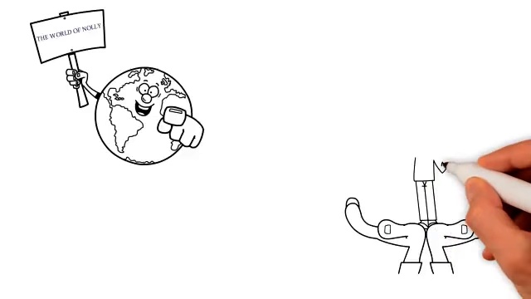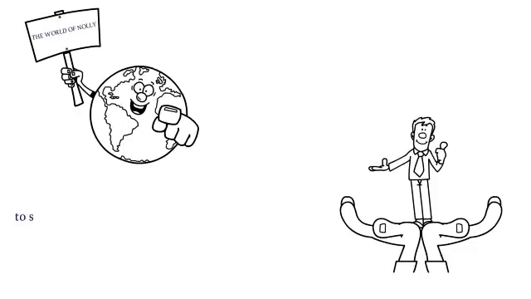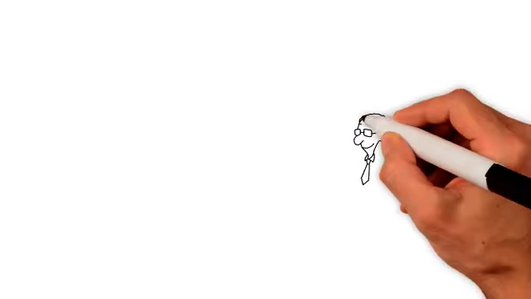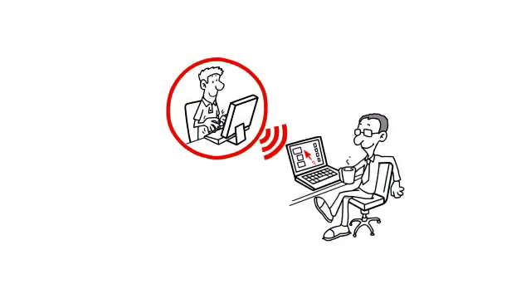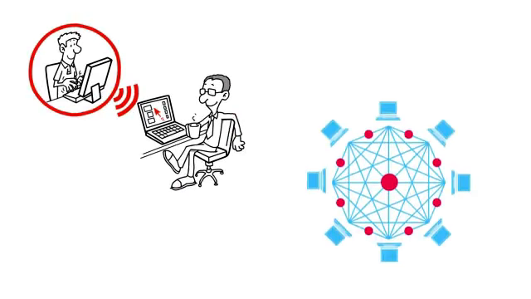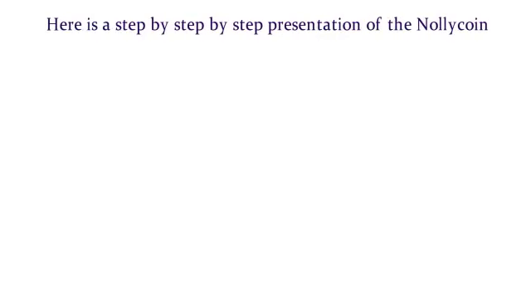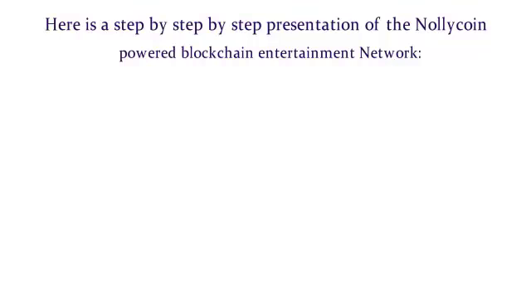Nollycoin is the linchpin of a new ecosystem that provides lasting solutions to some of the intractable problems of the movie industry in third world movies and beyond. Nollycoin powers a peer-to-peer system for the publication, distribution and consumption of movies using decentralized ledger blockchain technology. Here is a step-by-step presentation of the Nollycoin-powered blockchain entertainment network.